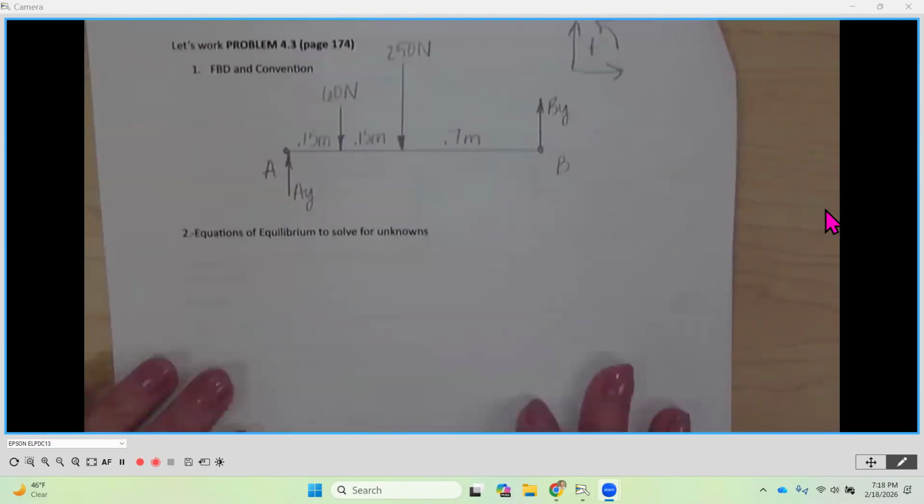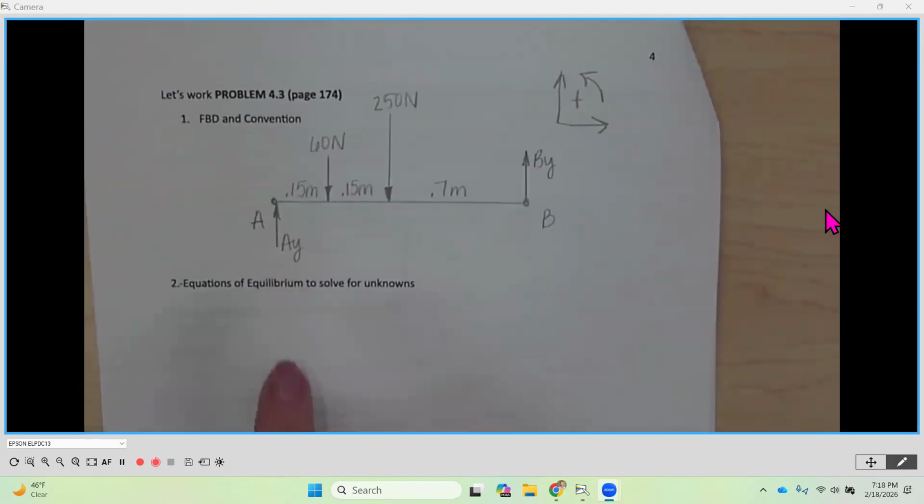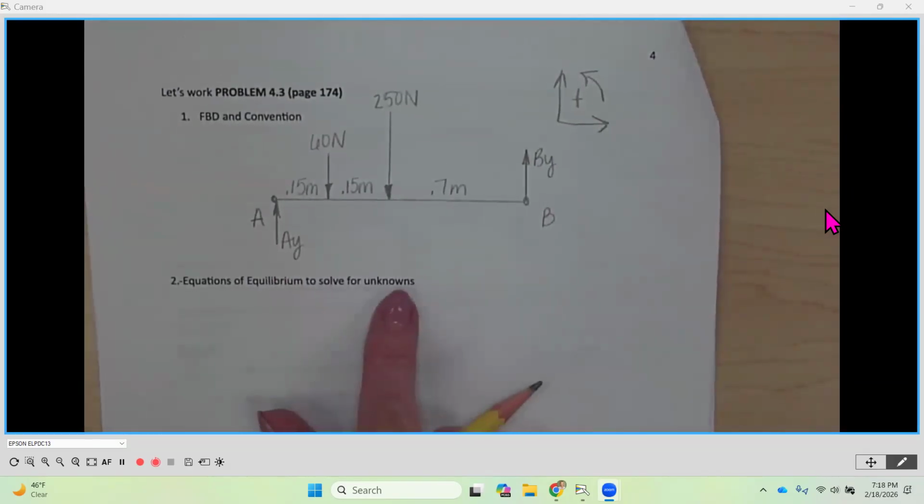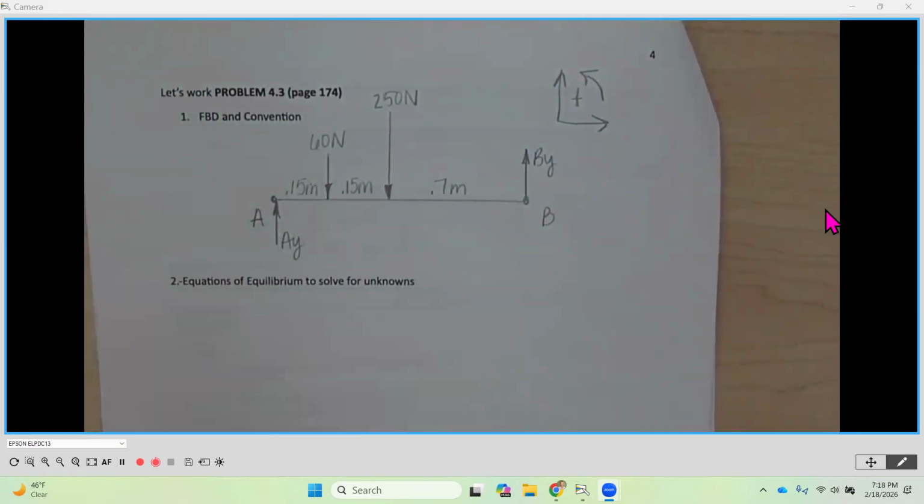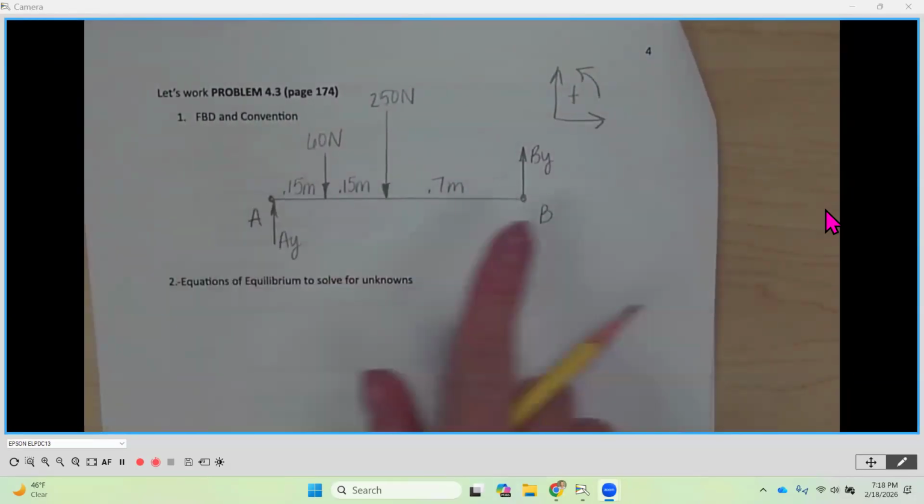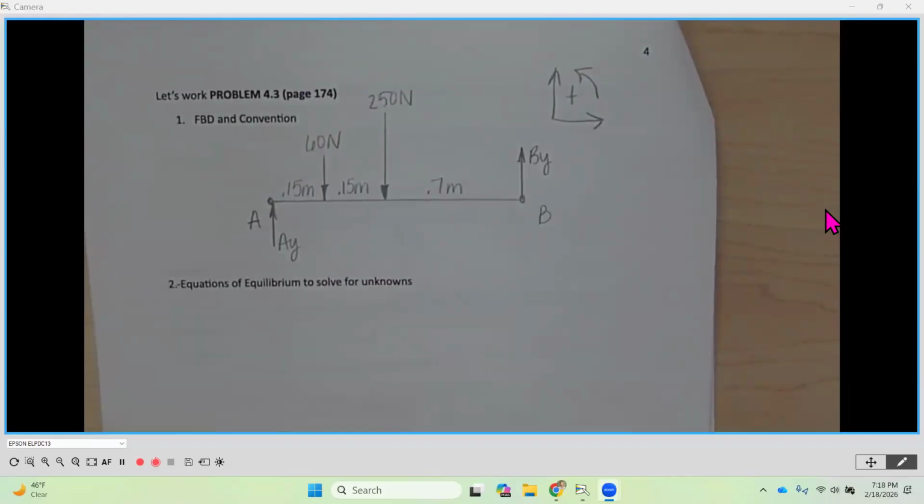All right. So the next thing we're going to do is, using the equations of equilibrium, we're going to solve for our unknowns. Our unknowns are just 2 of them, AY and BY. Now, this time you're going to notice that, yes, we have 3 equations of equilibrium, but which one won't we use? Sum of the forces in the X equals 0 because there are no forces in the X direction. So we're not even going to worry about that one. We're not going to write it this time at all.